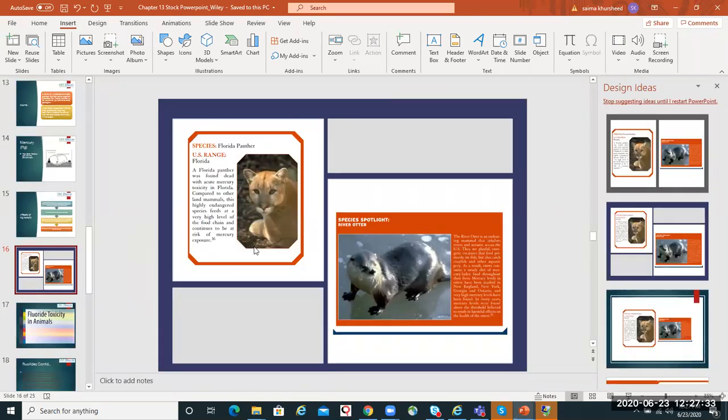So here are some scenarios. A Florida panther was found dead with acute mercury toxicity in Florida. Compared to other mammals, this highly endangered species feeds at a very high level of the food chain and continues to be at risk of mercury exposure. So this Florida panther is actually an endangered species, and because of this, it ingested high levels of mercury.